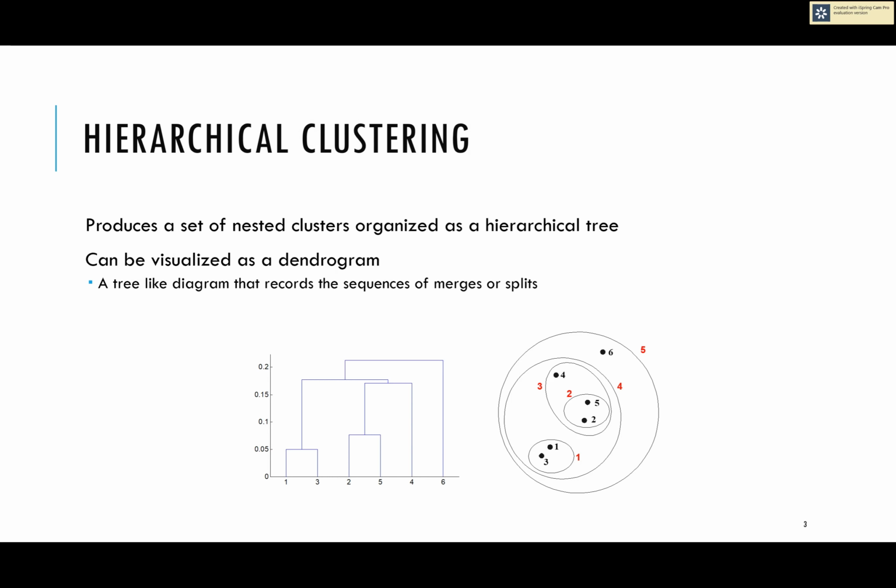Okay, so hierarchical clustering produces a set of nested clusters organized as a hierarchical tree, and this hierarchical tree can be visualized as a dendrogram here. What is a dendrogram? A dendrogram is a tree-like diagram that records the sequence of mergers or splits between the clusters. Okay, so let's say we have some points here. So you can imagine all of these points, 1, 2, 3, 4, 5, 6 points here, right?